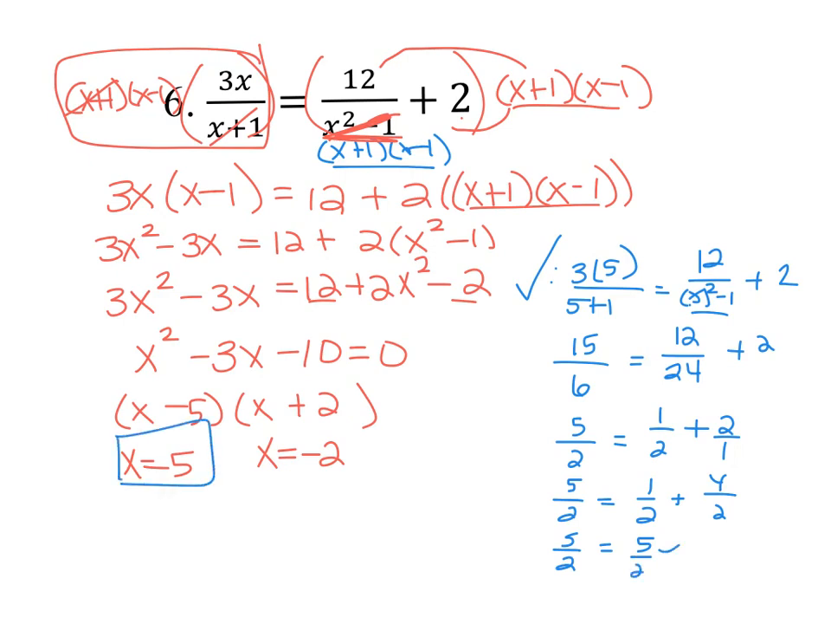So now let's check negative 2. Make the eraser a little bigger. I'm just erasing because I'm running out of space.